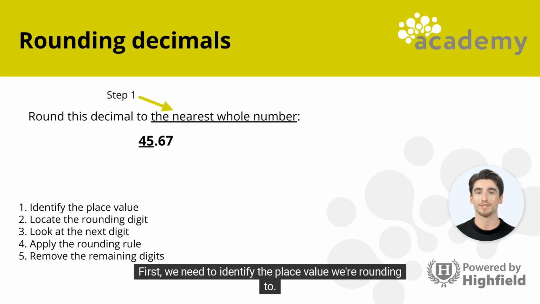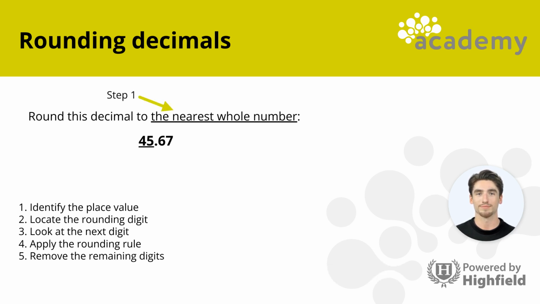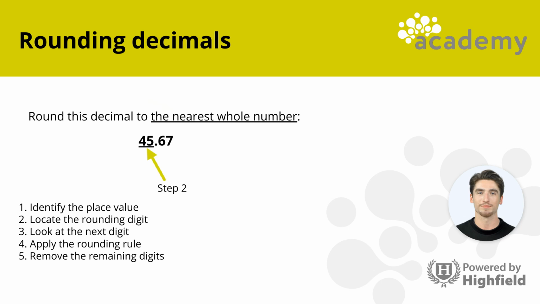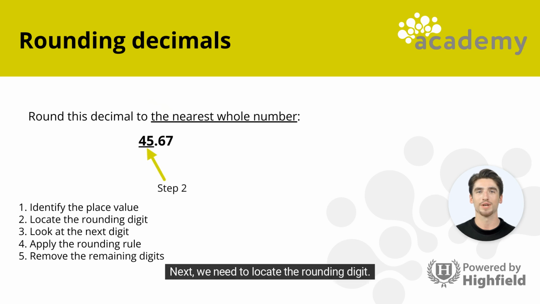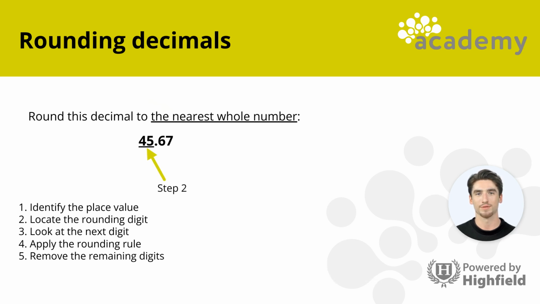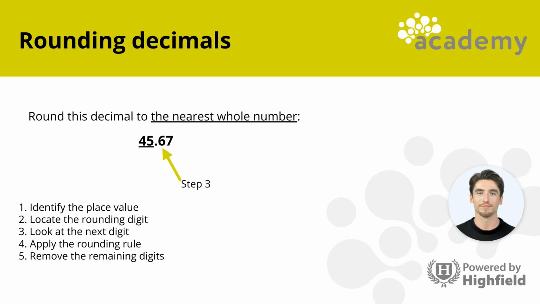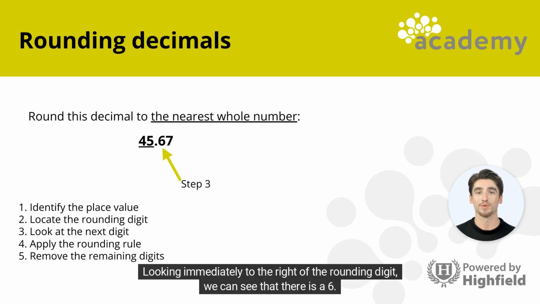First, we need to identify the place value we're rounding to. In this case, it's the nearest whole number. Next, we need to locate the rounding digit. The rounding digit is the whole number, which is 45. Looking immediately to the right of the rounding digit, we can see that there is a 6.